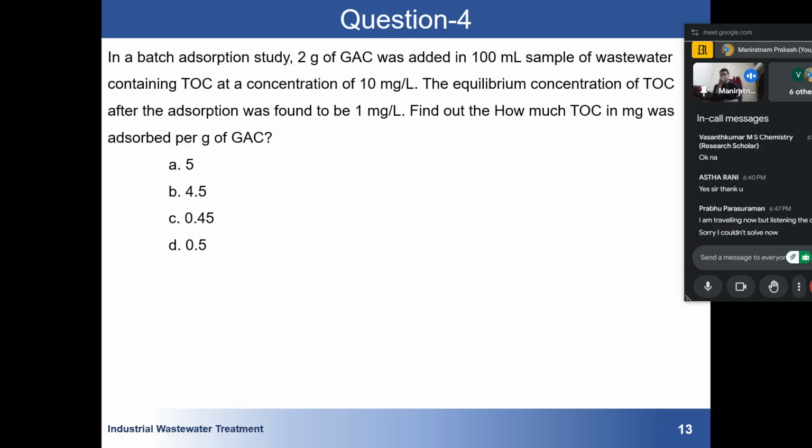We have another question. In an adsorption study, 2 gram of GAC, that is granular activated carbon, was added to 100 ml of water containing a TOC concentration of 10 milligram per liter. The equilibrium concentration of TOC after adsorption was found to be 1 milligram per liter. Find out how much TOC in mg was adsorbed per gram of GAC.